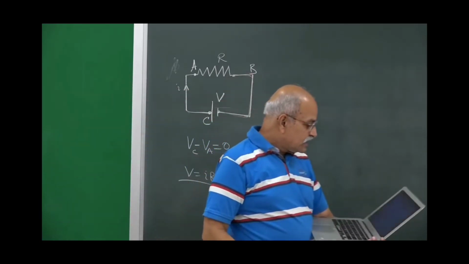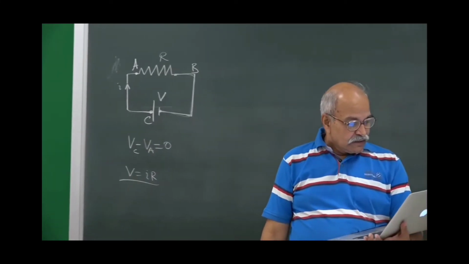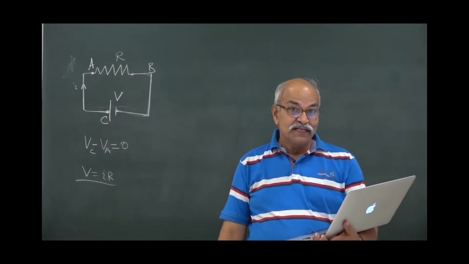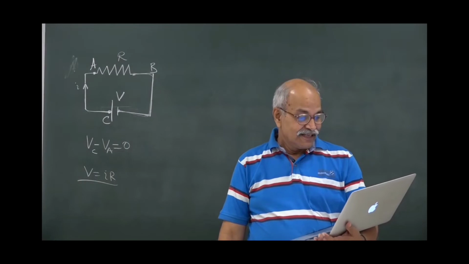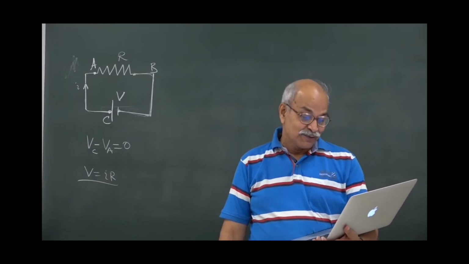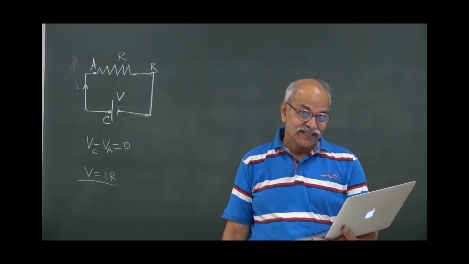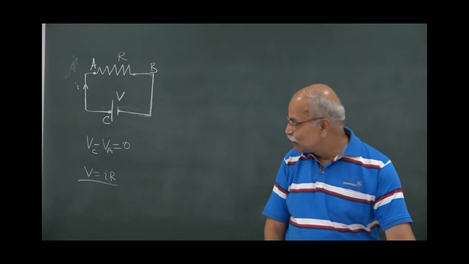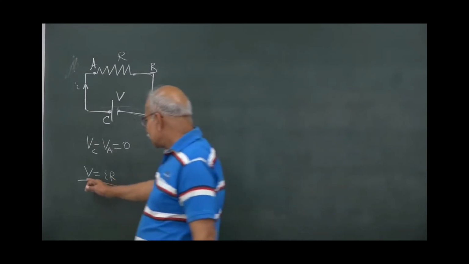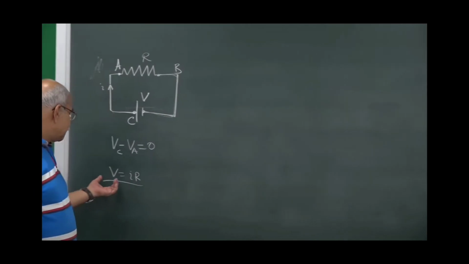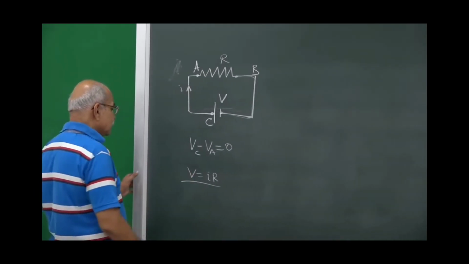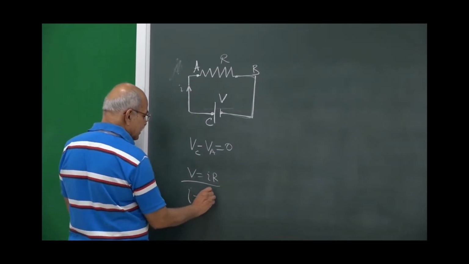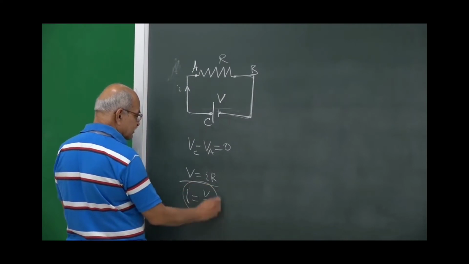So his question is, but in spite of 0 potential difference, a current flows between the two. Why? That is the question. In Ohm's law we have studied that if you have a potential difference, then the current will be there, and that current will be given by I equal to V by R.